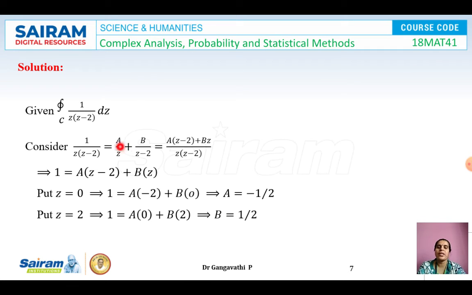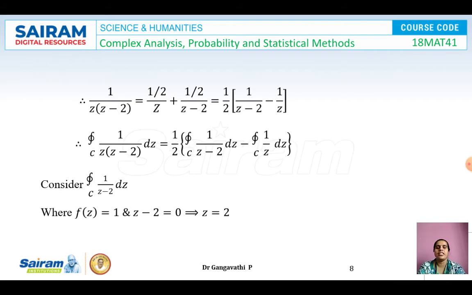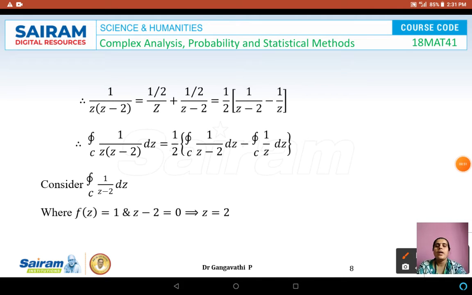So we have to substitute it in this expansion. So a is minus half and b is plus half, so that the fraction which is in the product in the denominator gets converted to individual terms. So 1 by z into z minus 2 reduces to half by z plus half by z minus 2. The value of a is minus half, so the minus is missing here, you can write it down. So it is minus half by z plus half by z minus 2. From these two terms you can take half as a common term. So we have 1 by z minus 2 minus 1 by z.